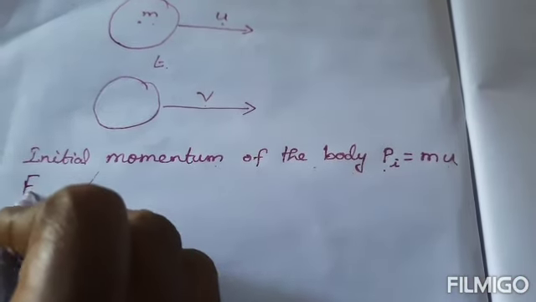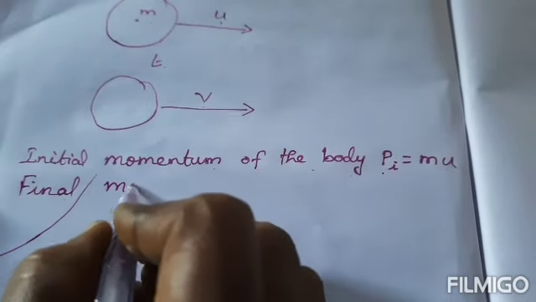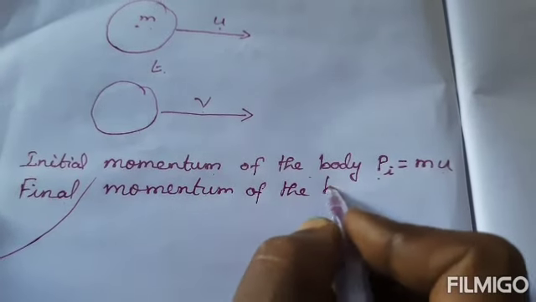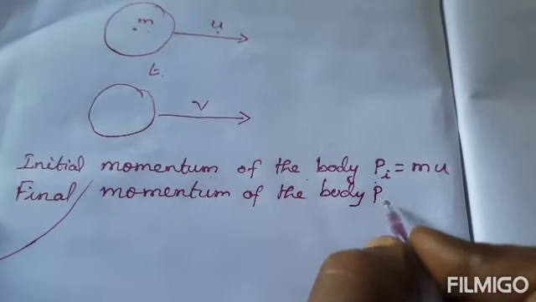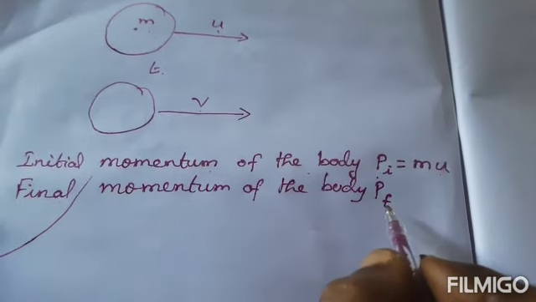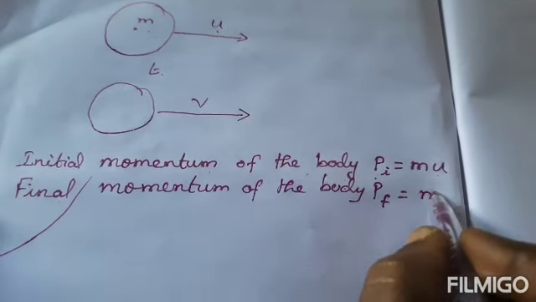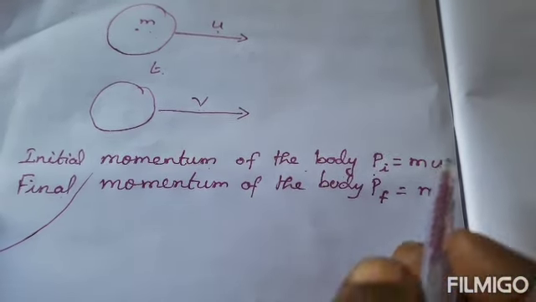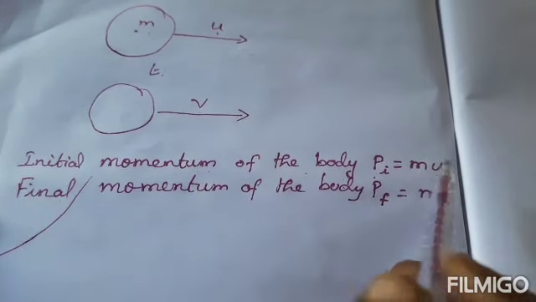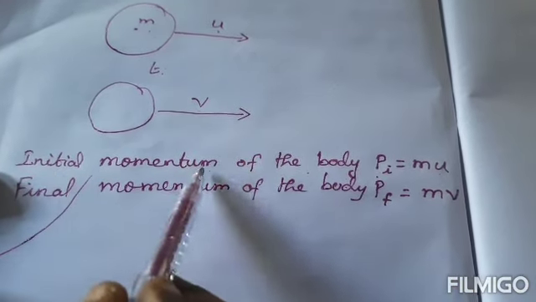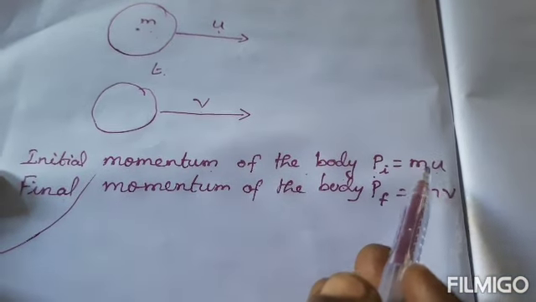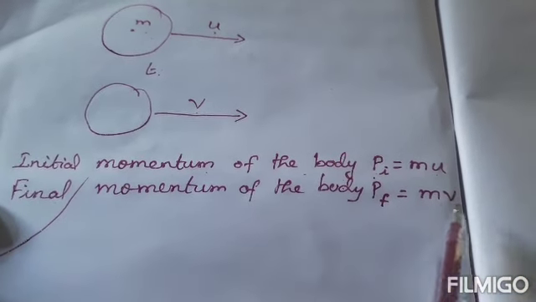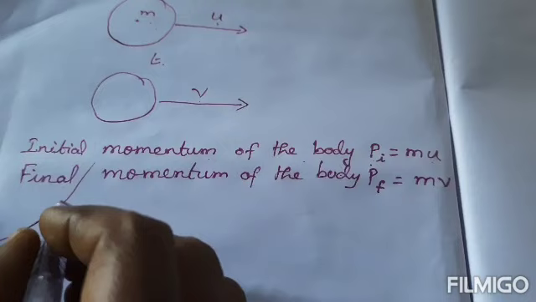Next one, final momentum of the body, Pf. P means momentum, f means final. So Pf equal to m into v. Okay, m means mass, v final velocity. Here mass, u initial velocity. Do all of you understand these two lines? Initial momentum of the body Pi equal to mu. Final momentum of the body Pf equal to mv. Next one is change in momentum.